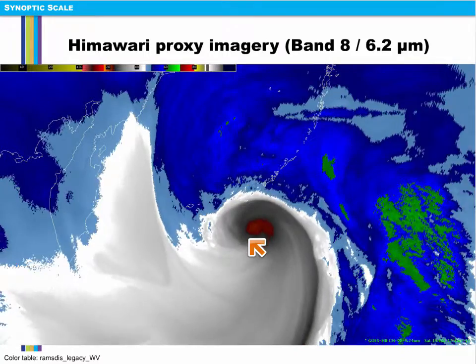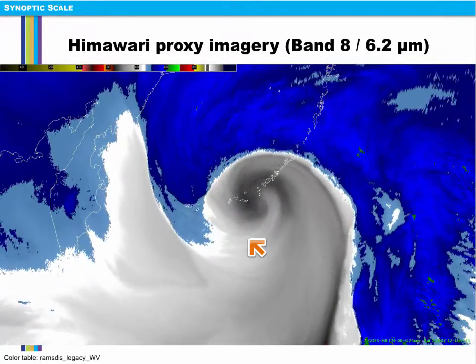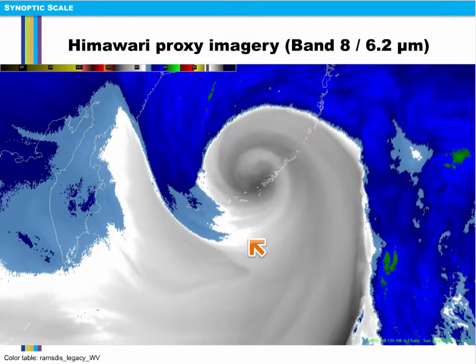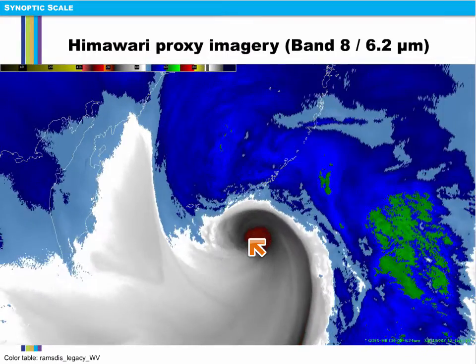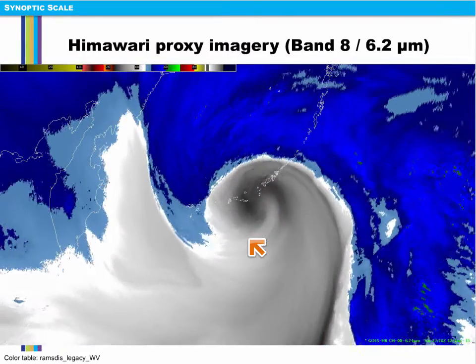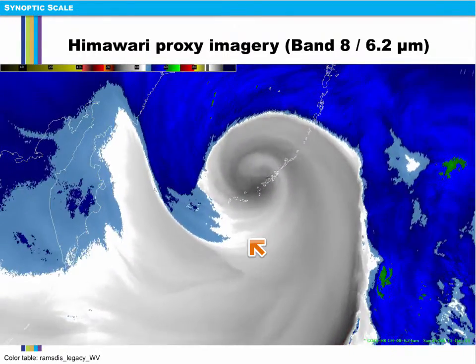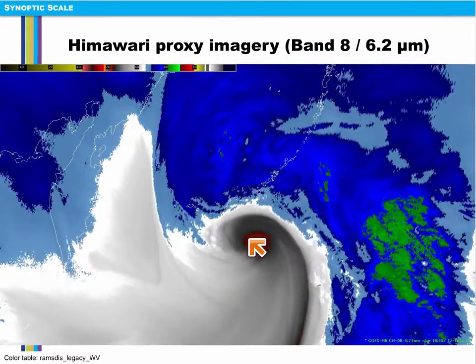jet. Remember, the weighting function for this channel is the highest in altitude of the three water vapor channels, so we expect a more clear depiction of the sting jet as we get lower in altitude with the other two water vapor channels.